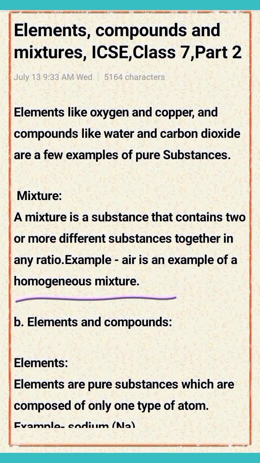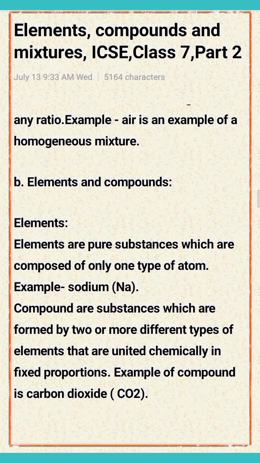Next difference, question number B, element and compound. Element: elements are pure substances which are composed of only one type of atom. Example, sodium, that is Na. Compounds are substances which are formed by two or more different types of elements that are united chemically in fixed proportions. An example of a compound is carbon dioxide, that is CO2.